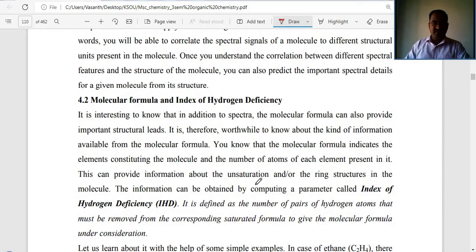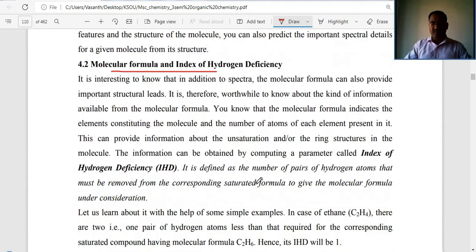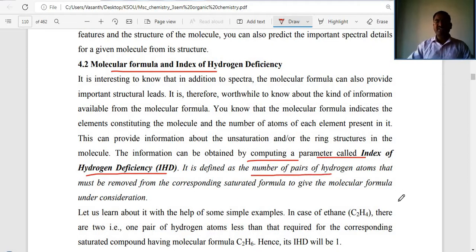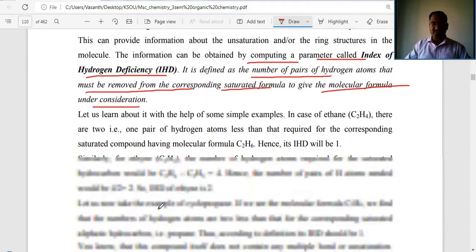From this, molecular formula and index of hydrogen deficiency. The information can be obtained by computing a parameter called index of hydrogen deficiency, simply called IHD. It is defined as the number of pairs of hydrogen atoms that must be removed from the corresponding saturated formula to give the molecular formula under consideration.